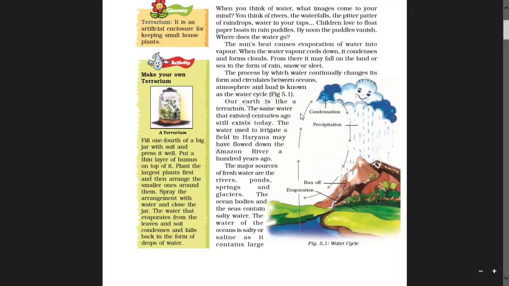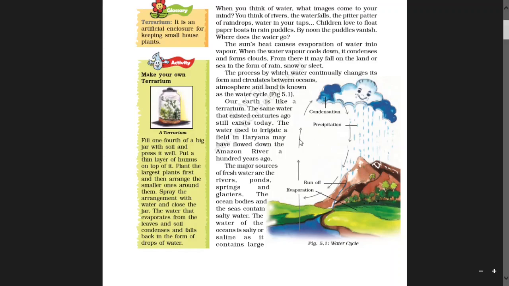The same water that existed centuries ago still exists today. The same water which existed centuries ago, before several hundred years, still exists, which we can see today also.